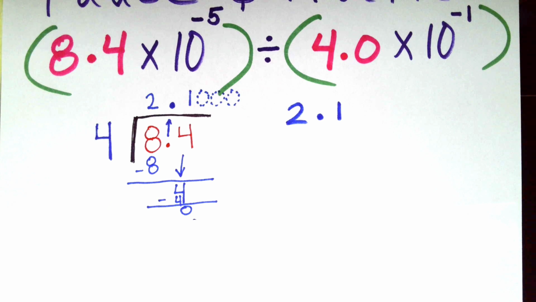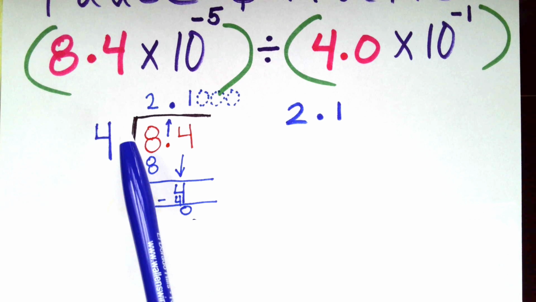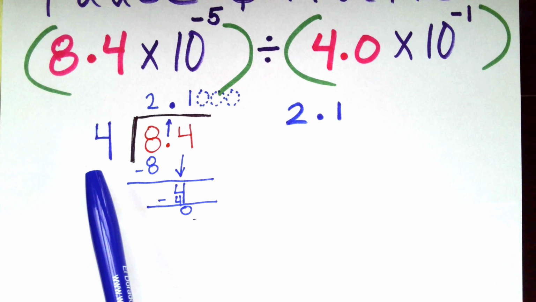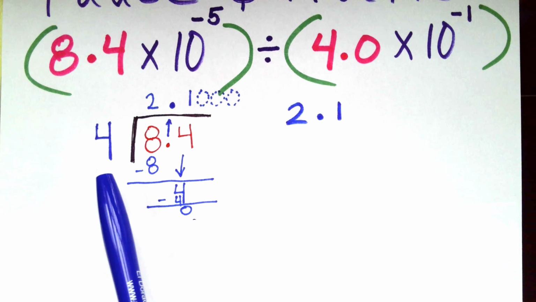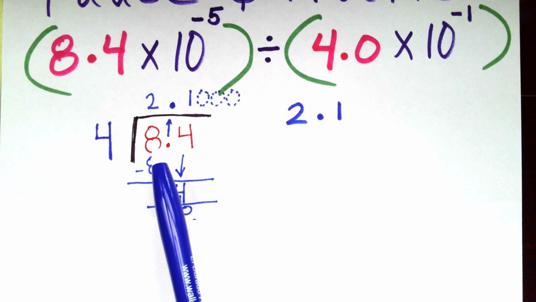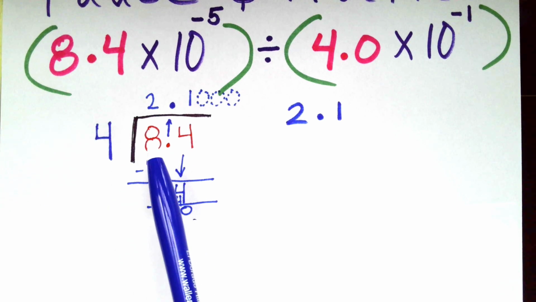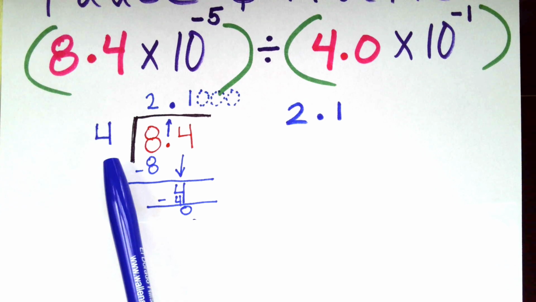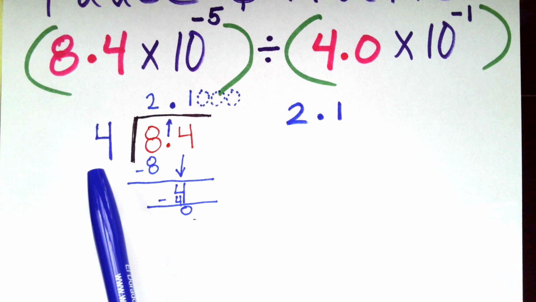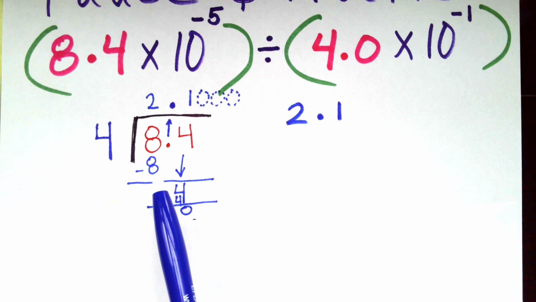All right, so step one in solving this problem is to divide the coefficients. So 8.4 divided by 4. I'm thinking of a number that I can multiply times 4 that gets me closest to 8 without going over. 4 times 3 is 12. 12 is bigger than 8. That will not work. So I'm going to drop it down and go 4 times 2. Well, I know 4 times 2 is 8.